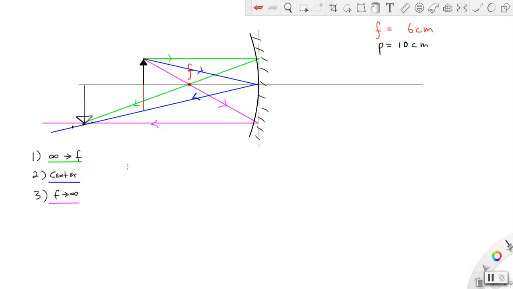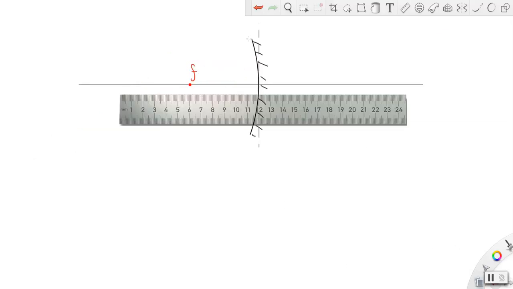Okay, let's move on and try this again. Same focal point, but a different object location. Okay, we've still got the same mirror. We've still got the same focal point.